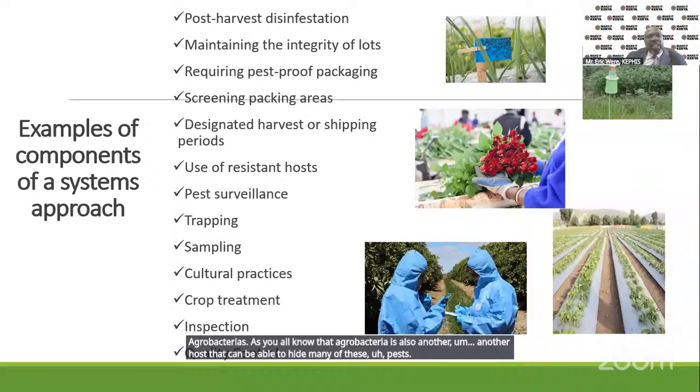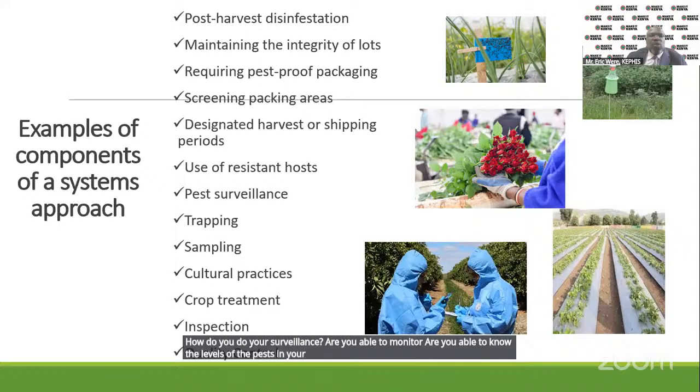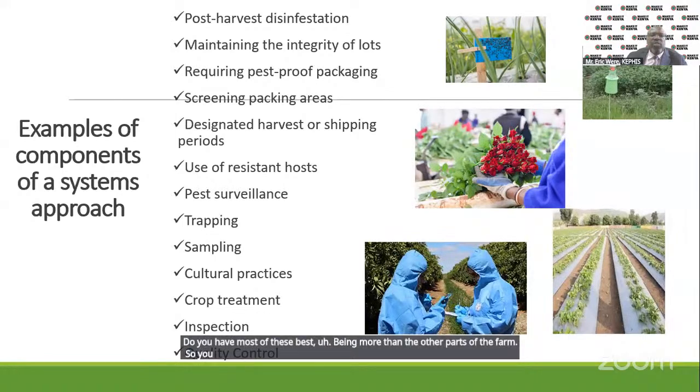The surveillance in your greenhouses, the surveillance in your farm. How do you do your surveillance? Are you able to monitor? Are you able to know the levels of the pest in your farm, whether they are going up or going down, and which direction of your farm do you have most of these pests being more than the other parts of the farm? So you need to carry out the surveillance of your farm as part of the system approach.